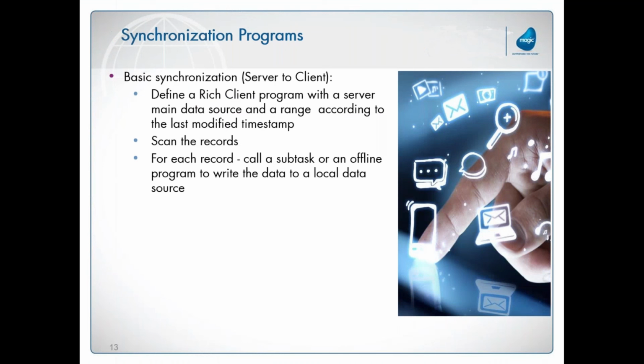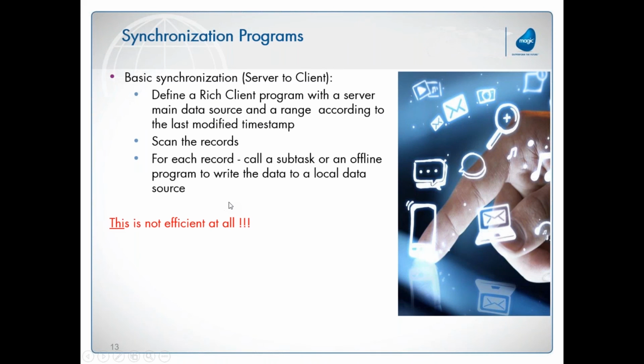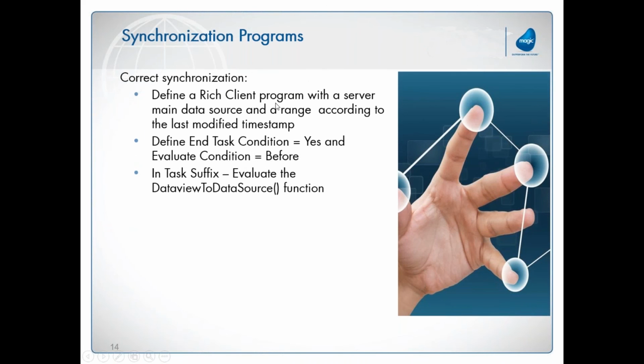Now, as for the synchronization program, and I'm saying it at first, this slide is not correct, do not use it. Once we said that the best synchronization methodology is first to define a rich client program, let's say from server to client, with the server main data source, and do a range according to the last modified timestamp. This is correct. Then for each record, you're going to call a subtask or an offline program to write the data. This was once the recommendation. Again, this is not efficient. Don't do it. I still see some applications that use synchronization that way, and this is not efficient at all.